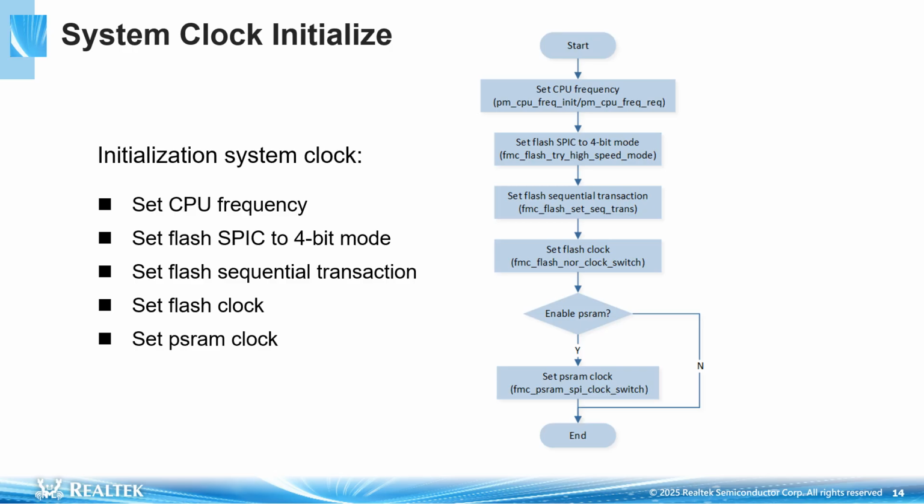Call the function FMC_flash_try_high_speed_mode to set the SPIC mode. Call the function FMC_flash_set_SEQTRANS to set flash sequential transaction. Call the function FMC_flash_NOR_clock_switch to set the SPIC clock source. And call the function FMC_PSRAM_SPI_clock_switch to set the PSRAM clock. For more details, please refer to the SDK online documentation.